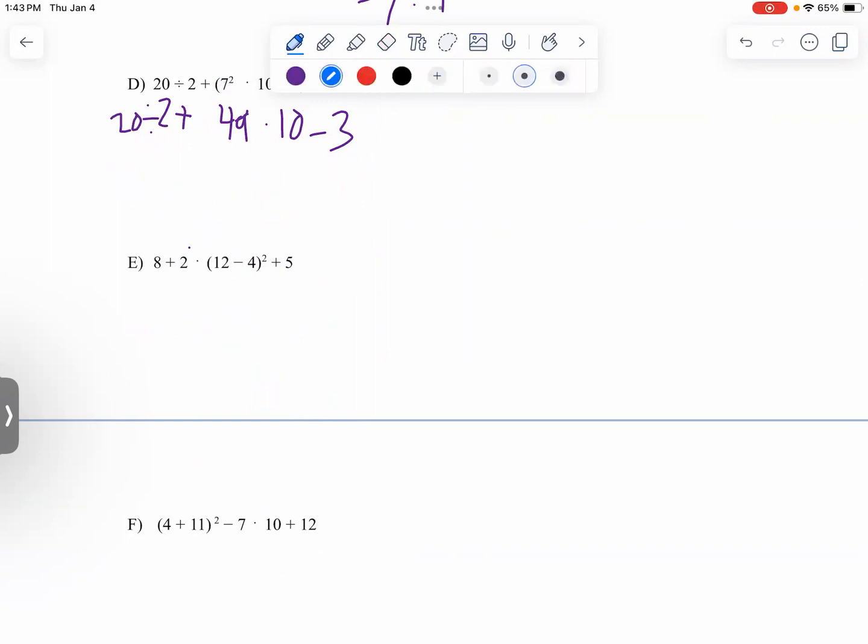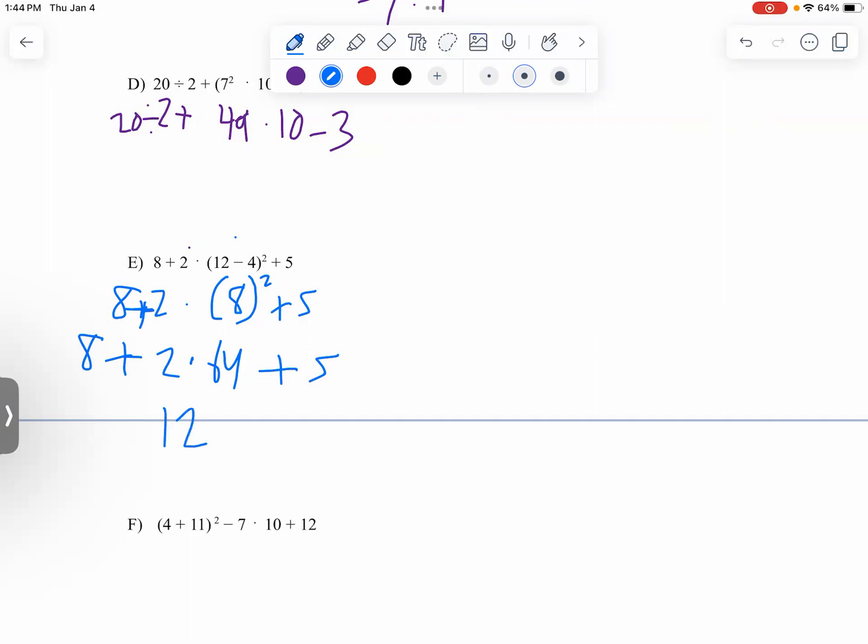All right, now we have a parentheses right here, then it's got an exponent. So 12 minus 4 is 8. We're going to need to do 8 to the second power next. So 8 plus 2 times, right? So then 8 to the second power is 64. 8 times 8 is 64 times 2, 8 plus, right? 64 times 2 is 128. 8 plus, okay? So that's 136, 141.